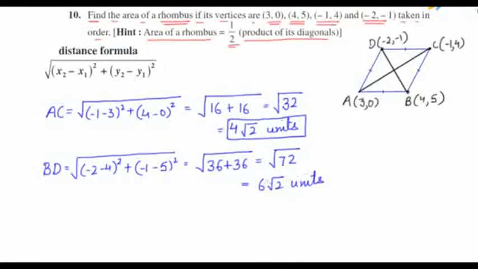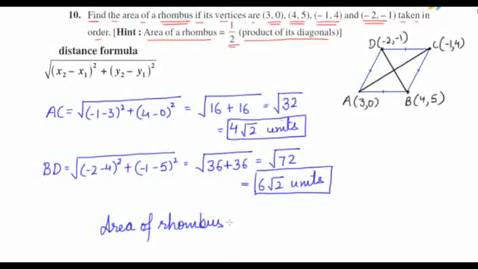Now the lengths of the diagonals we have found out: one is 4 square root 2 and the other is 6 square root 2. So we'll use the hint, that is, the area of a rhombus is equal to half into the product of its diagonals. It means half into 4 square root 2 multiplied by 6 square root 2. So we get the answer as 24 square units. So the final answer is 24 square units.